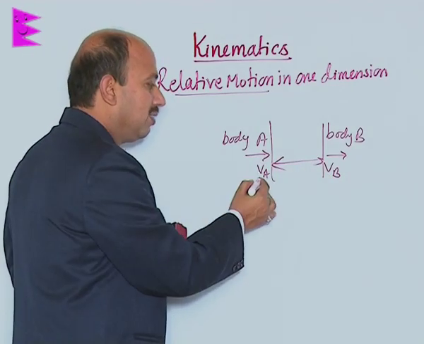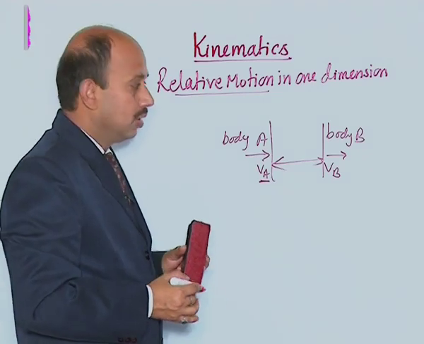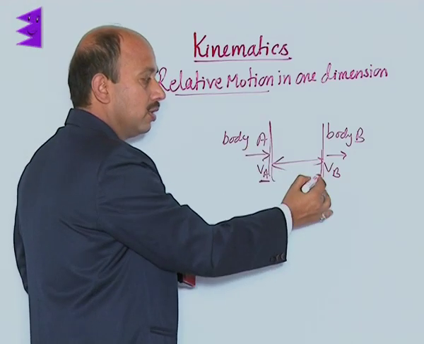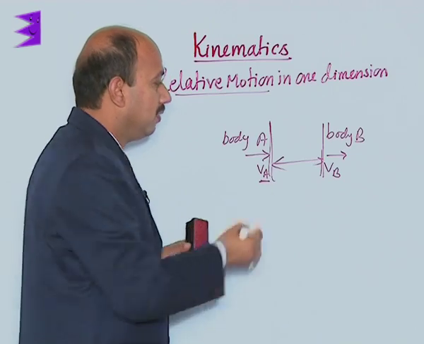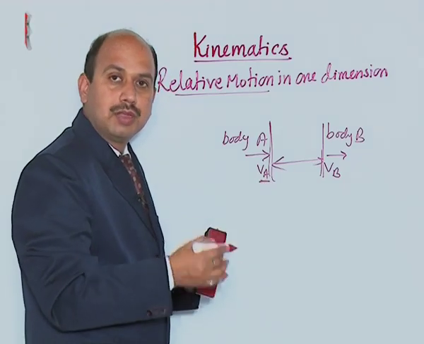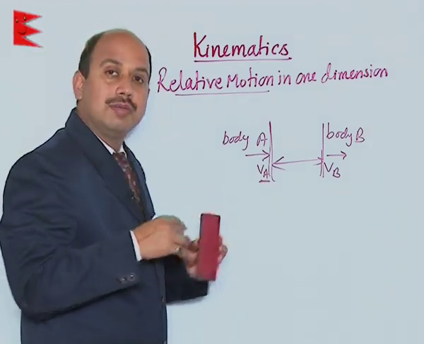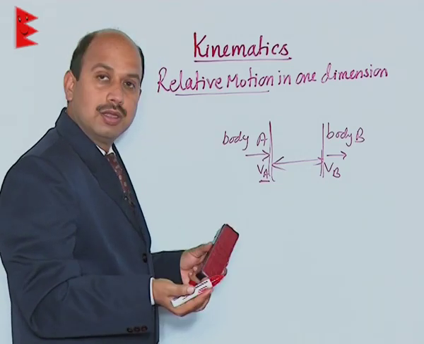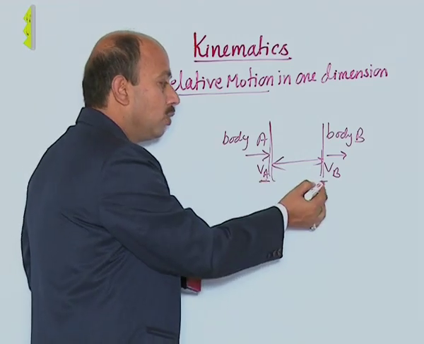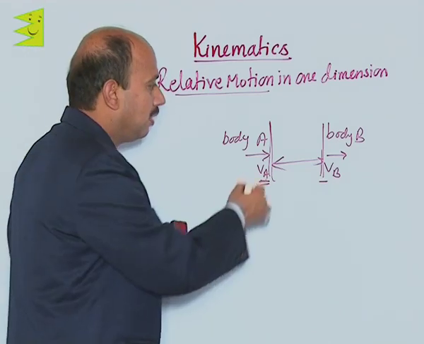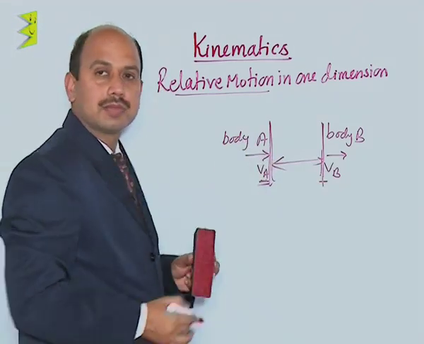Suppose VA is greater than VB, so the separation will keep on reducing, and a time may come when A will overtake B, and now A will be ahead. Similarly, if VA and VB both are equal, the separation will remain constant.